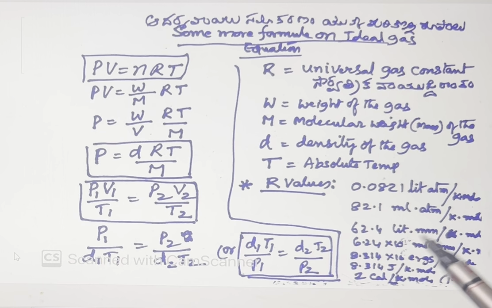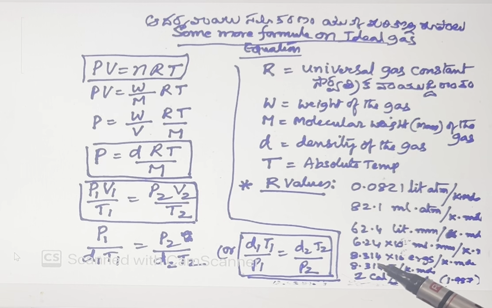It is 8.314 times 10 to the power 7 ergs per Kelvin mole. If you want energy units, it is 10 to the power 7 ergs. Then 8.314 joules per Kelvin mole, and 2 calories per Kelvin mole if you want to find calories. These three are energy units. These three are normal units.